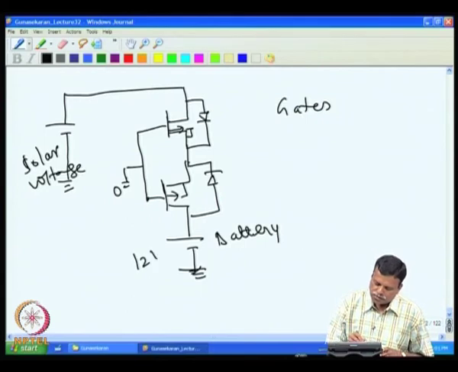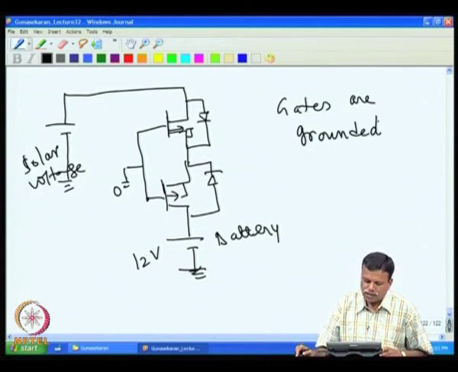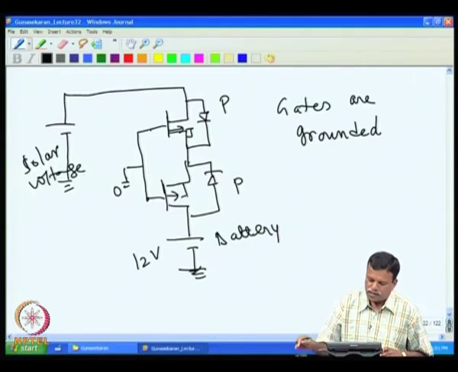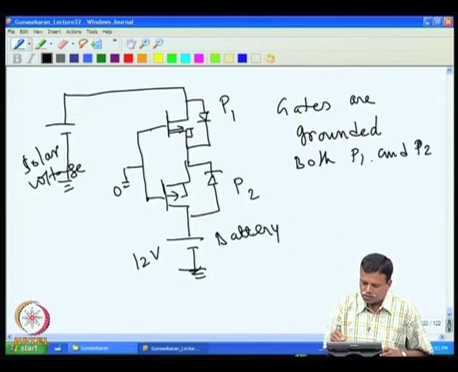For example, if it is a 12 volt battery and the gates are grounded, then this is actually a p channel MOSFET. When the gate is 0 and this voltage is high, then it gets on. This is actually 12 volt and this is 0, so both MOSFETs, P1 and P2, are on.